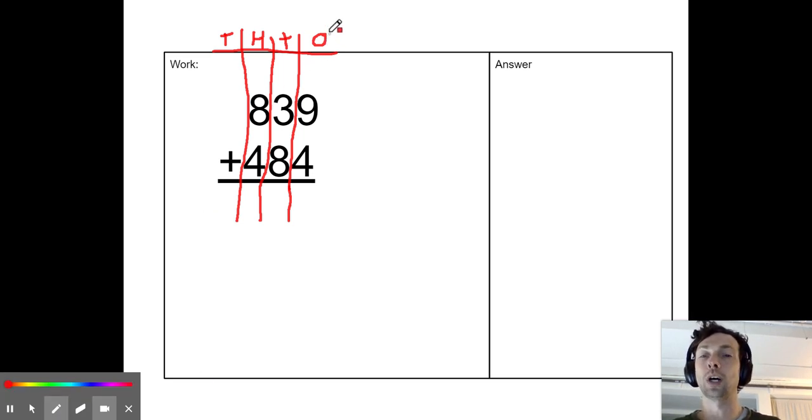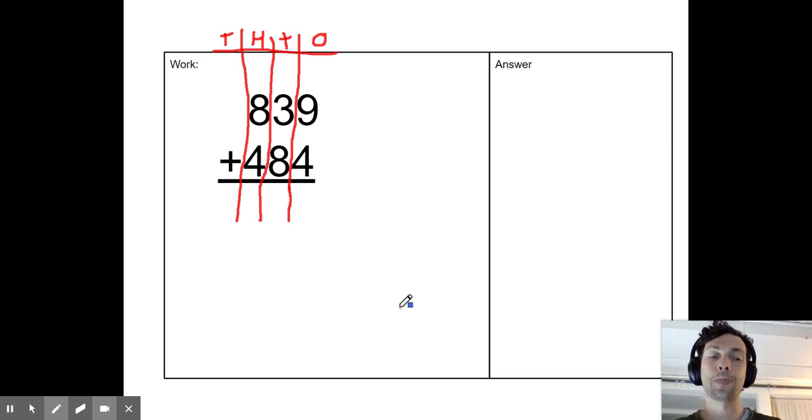I've labeled my ones, tens, hundreds, and thousands up there. And now I'm going to show you what we're going to do. So 839 and 484 are the numbers that we are adding together here. We're always going to start in our ones place. So here we have 9 plus 4, right? 9 plus 4 is 13, okay?